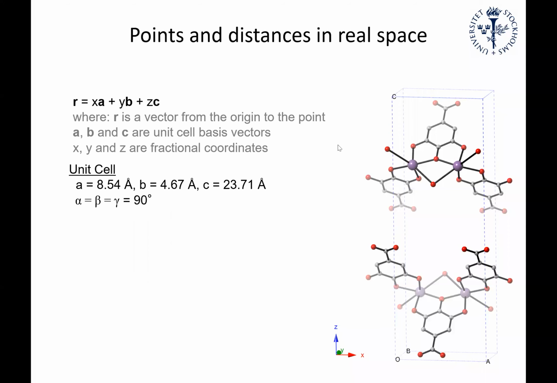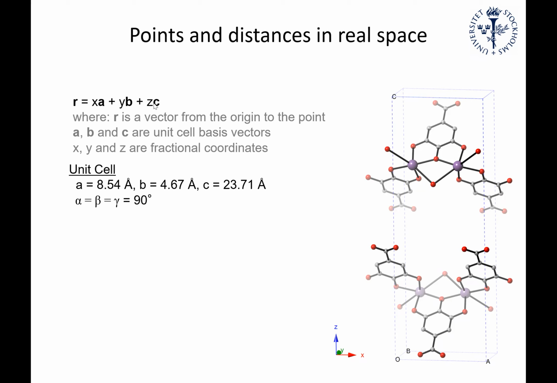Okay, so now we're going to be talking about points in a unit cell and how we can calculate distances, say, between atoms in a unit cell. This is also something that's covered in the course notes that Lasse has handed out. He describes that you can describe points in a unit cell using this vector R, and this is the equation: xa plus yb plus zc.